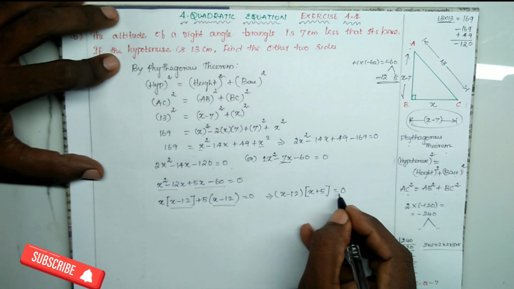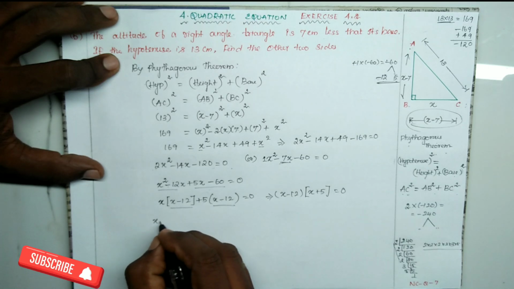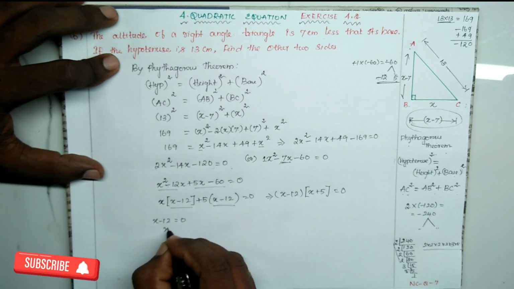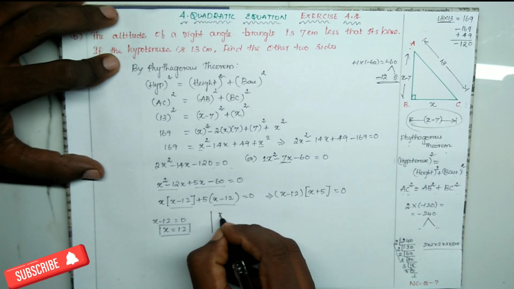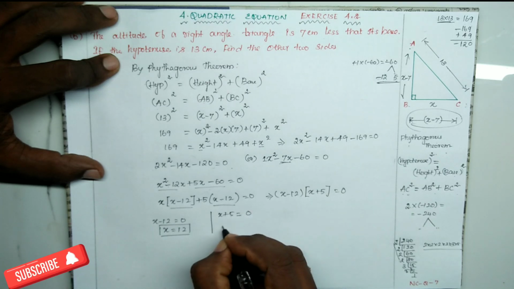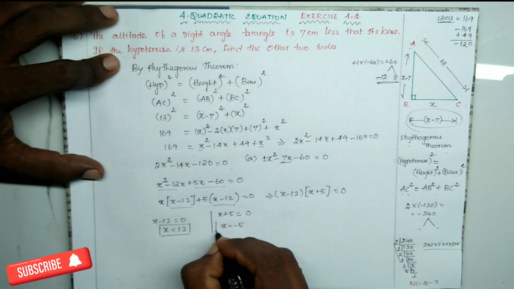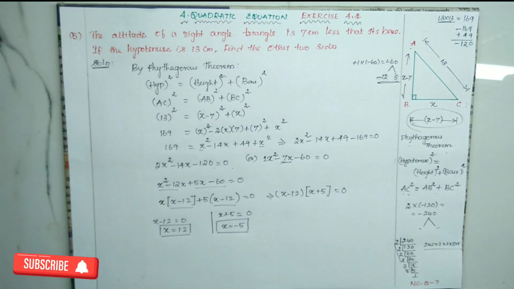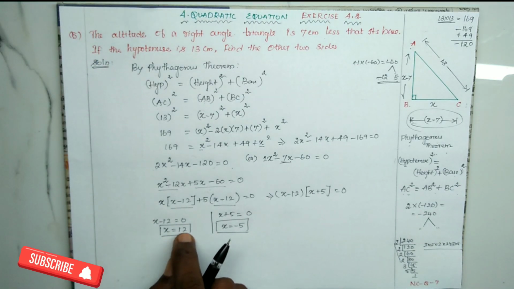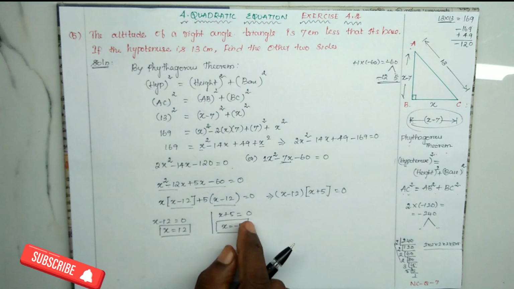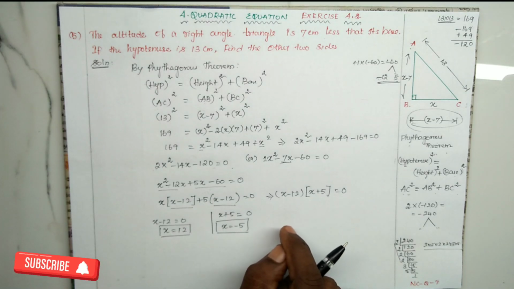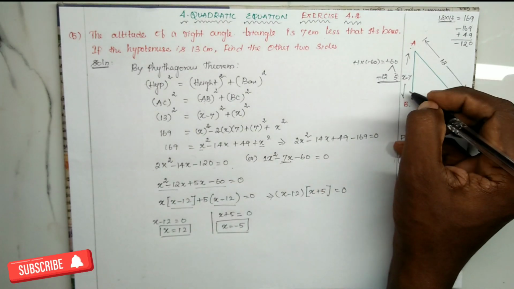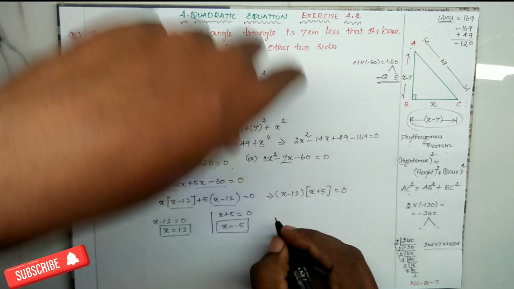Now equating these two to 0, we get the value of x as 12, and here x plus 5 is equal to 0, so the value of x is equal to minus 5. See, in this, the roots are 12 and minus 5. So minus 5 is not applicable. The length cannot be negative.